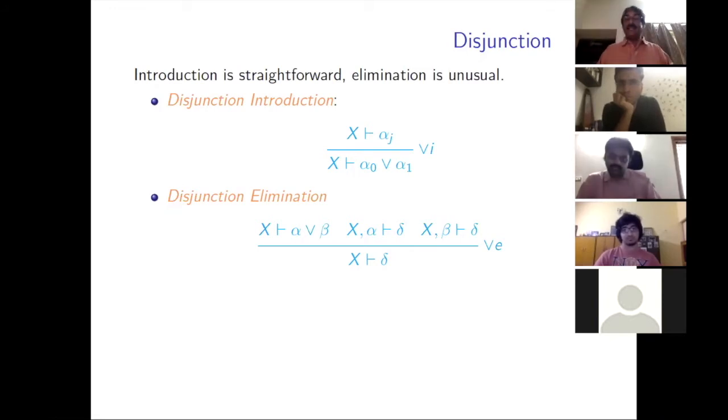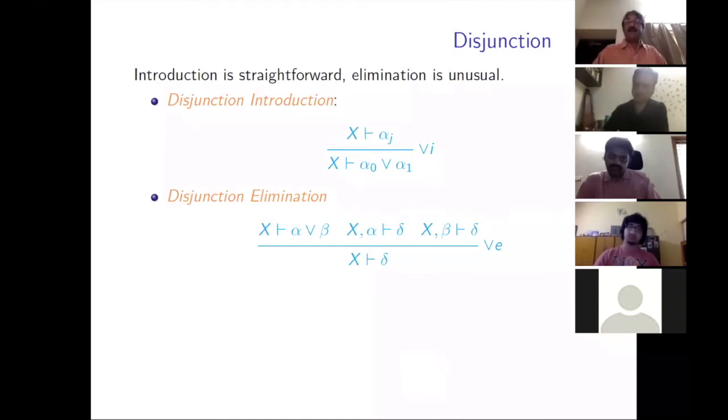What about elimination? This is what we discussed at length last time. This is case analysis. If you have derived alpha or beta, and assuming alpha, I can derive delta, and assuming beta, I can derive delta, then in all the cases, I have derived delta. Therefore, I can say delta. And this is a very important difference. In natural deduction, disjunction is about case analysis.